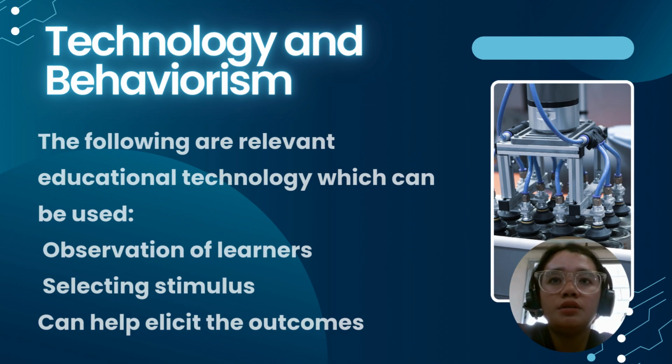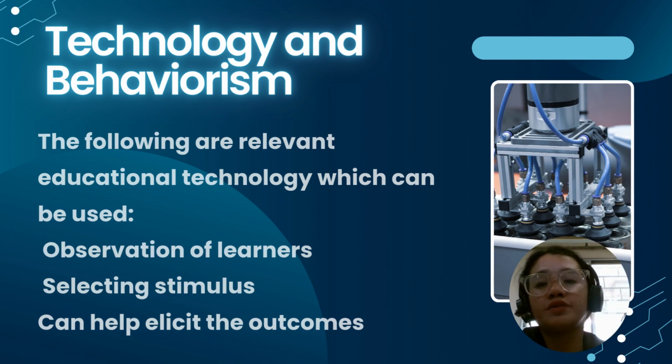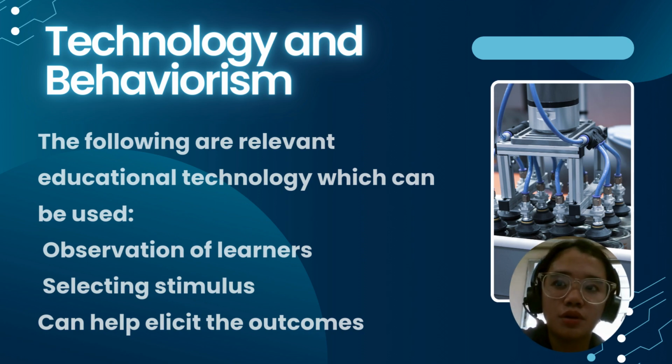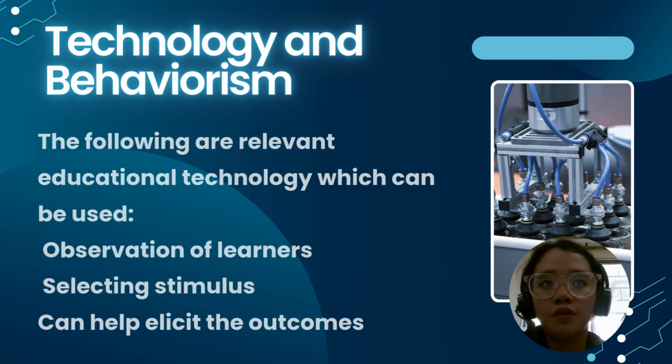Here we have the relevant educational technology which can be used. Observation of learners and selecting stimulus can help elicit the outcomes. Technology can support behavior strategies. Teachers may use tech tools to observe learners' progress. For example, an online quiz gives clear stimulus, such as visual cues, maintains classroom management, provides motivation and reinforcement, and also assists special students' needs using guided apps. For example, a reading app that gives stars or badges after a correct answer follows the reinforcement principle. Let's proceed to the next slide.